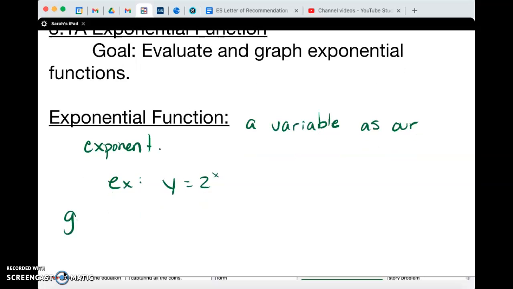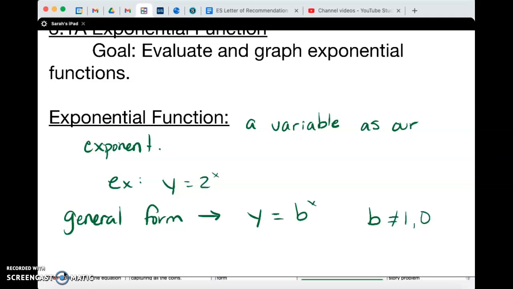Okay, I'm going to say general form. We would have something like y equals b to the x power. So b is just representing the base, and the base could be anything out there. But this b value has to be not equal to 1 or 0. So it could be anything else, it could be negative, it could be positive, it could be a fraction.